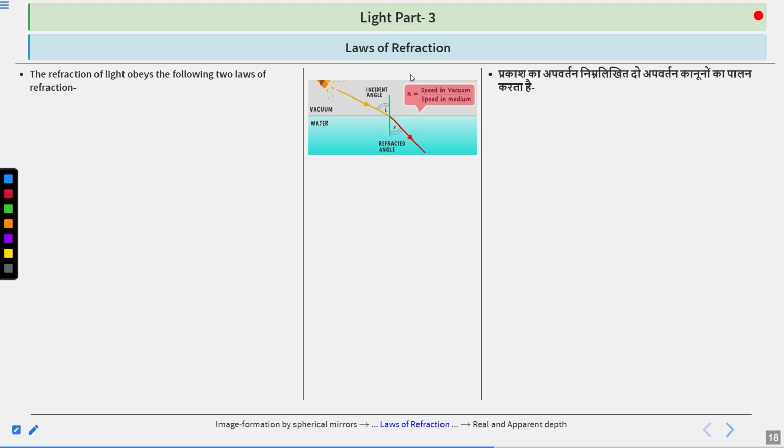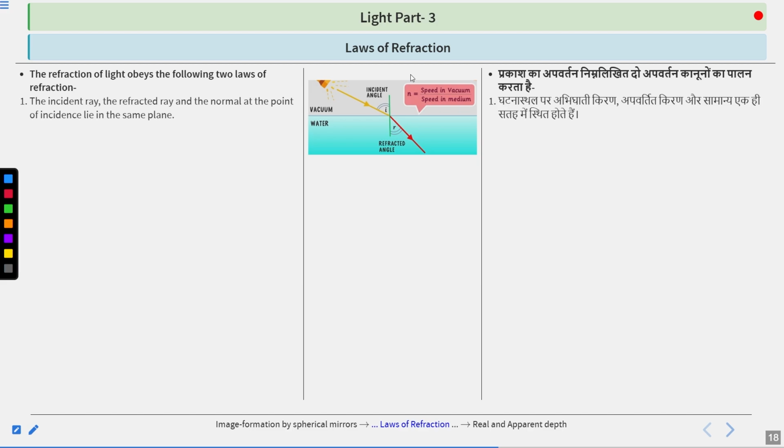Now, what are the laws of refraction? So far, we have seen the cause. Now, what are the laws of refraction? The refraction of light obeys the following two laws of refraction. The incident ray, the refracted ray, and the normal at the point of incidence lie in the same plane.